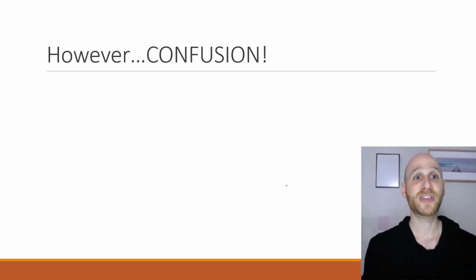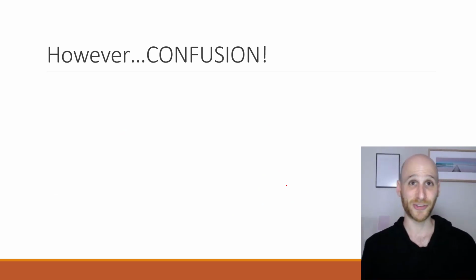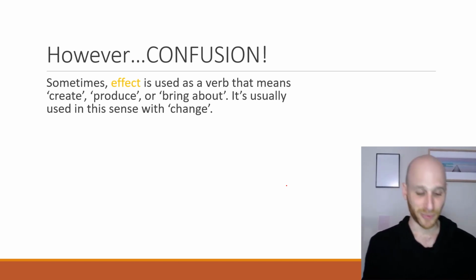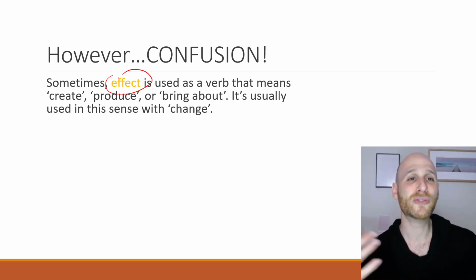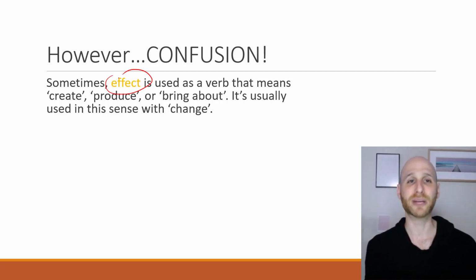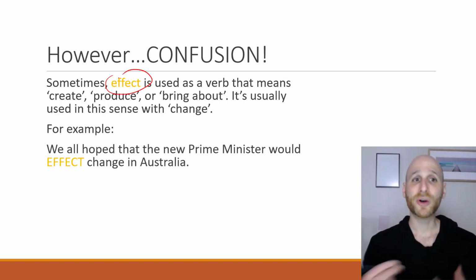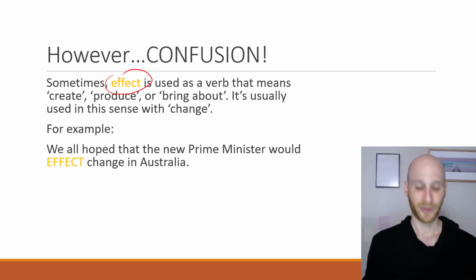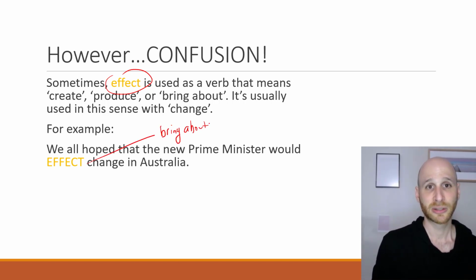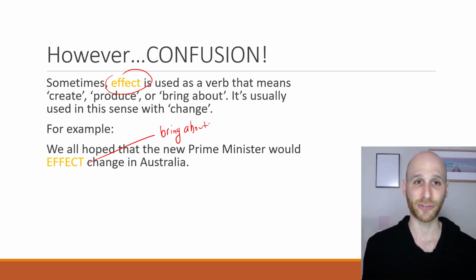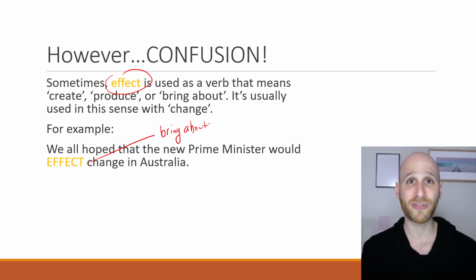Okay, this is a particularly confusing part of affect versus effect, but work with me. Sometimes affect with the A is used as a verb that means create, produce, or bring about. It's usually to talk about change. Confusing. Let's give you some examples. Number 1, we all hoped that the new Prime Minister would affect change in Australia. What we're saying here is we all hope that the new Prime Minister would bring about change in Australia. And for this situation, we use affect with the A.